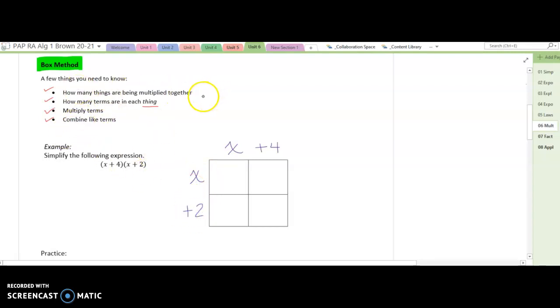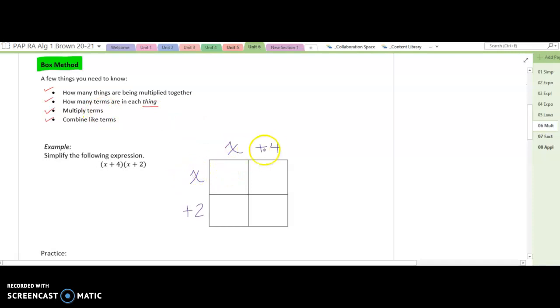We had to know how many things are being multiplied together. So we have a binomial here and a binomial here. So we have 2 boxes by 2 boxes. That's how we know how big to build our box, hence the box method. And that takes care of the first 2 things. Then we have to know how to multiply terms.